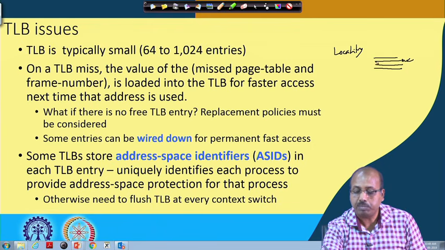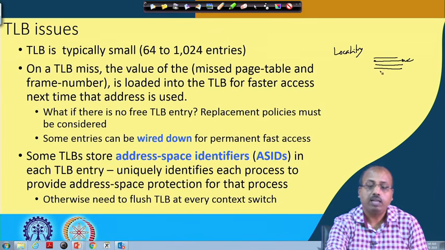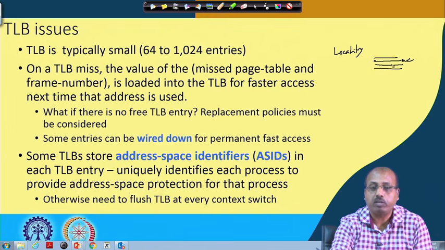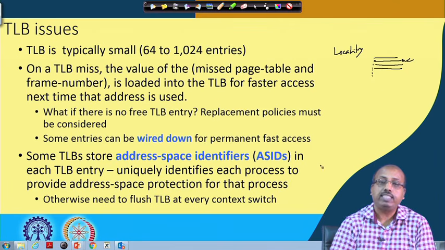So, if there is a cache miss here, then when that cache miss occurs, you load this cache with the page number and frame number combination from the main memory page table. For the next few instructions, it is very likely that there will be no cache miss. So, that way it will speed up.